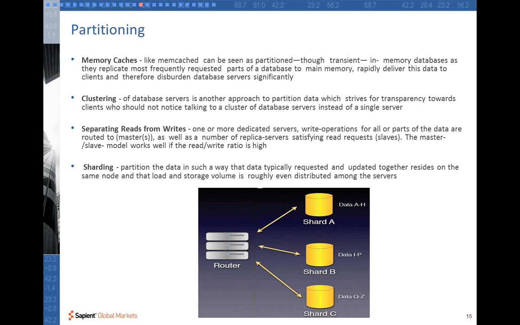Now, sharding is another concept, which means to partition the data in such a way that data typically requested and updated together resides on the same node, and that load and storage volume are roughly evenly distributed among the servers. With sharding, we lose all the features that make the RDBMS useful, and sharding is operationally obnoxious. This valuation refers to the fact that sharding was not originally designed within current RDBMS, but rather added on top. In contrast, many NoSQL databases have embraced sharding as a key feature, and some even provide automatic partitioning and balancing of data among nodes. Example, MongoDB.